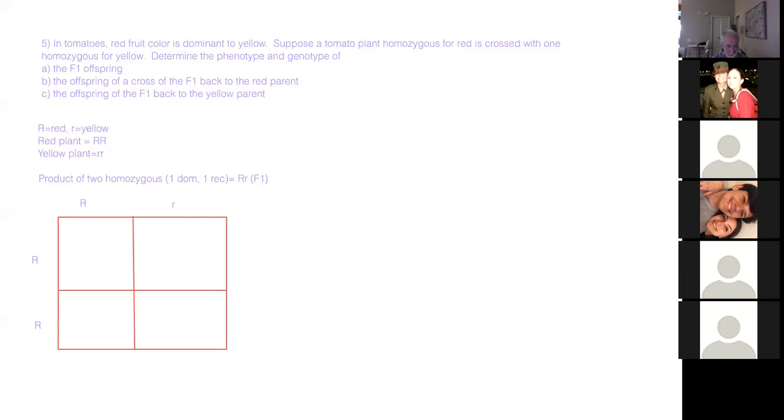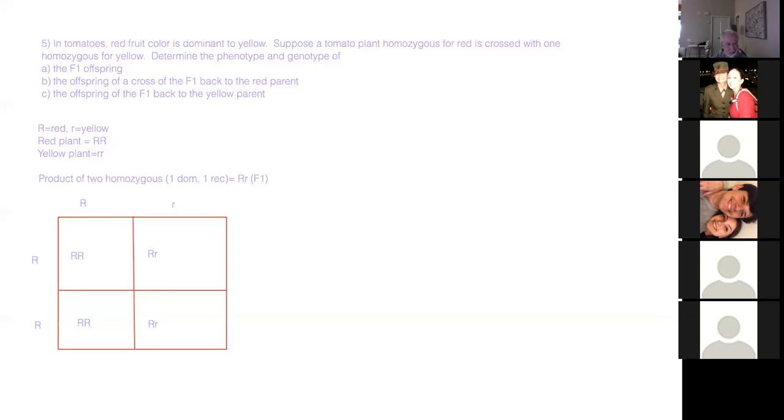Yes. Okay. My answer in the top left is going to be big R, big R. In the top right, big R, little r. In the bottom left, I'm going to have big R, big R. And in the bottom right, I'm going to have big R, little r. So this is what I would get with a back cross.